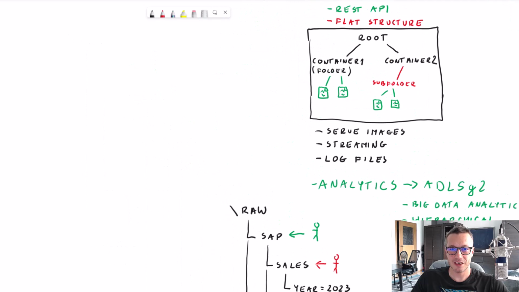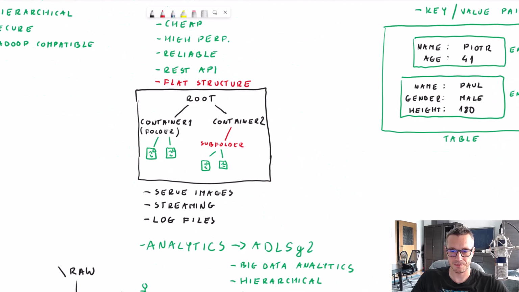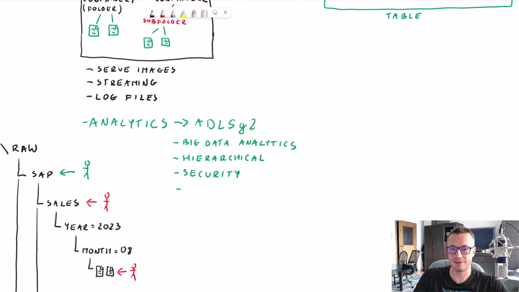And finally, if we take a look at a list of our requirements that a data lake should have, we have this Hadoop compatibility listed. And yes, ADLS Gen 2 is Hadoop compatible, which means that it can be used by various big data tools, which is a great thing.